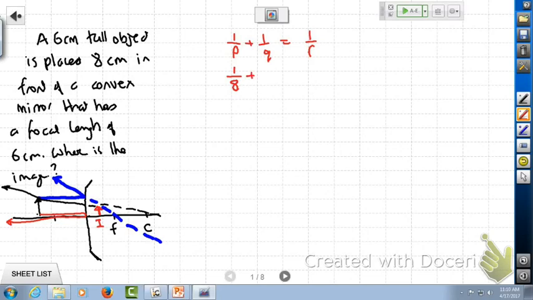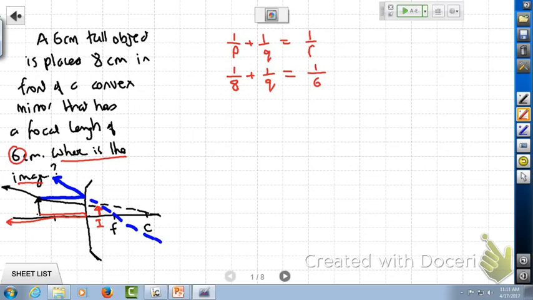And then 1 over Q, that's what I want to find out. I want to find out what my image distance is. Where is the image? That's what I'm trying to find, and that equals 1 over F. Oh, okay. I'm going to have to go back for a minute because I've got to check on something. My focal length is 6 centimetres. Unfortunately, I've blown over something which is really important, so I've got to stop and go back.